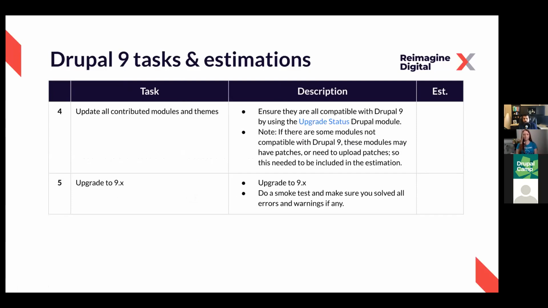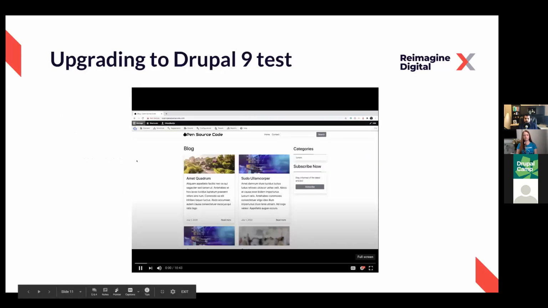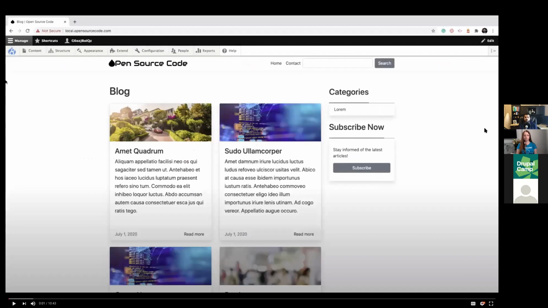You will need, as mentioned, to update all contributed modules and all themes that you have. As mentioned, you can check by command line or by upgrade status. After finishing all those steps, you can upgrade to Drupal 9 with only one command. I created a video yesterday which shows you the upgrading steps for a dummy project.